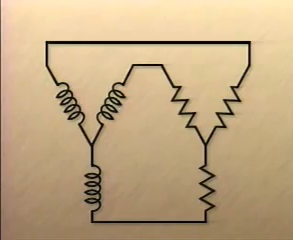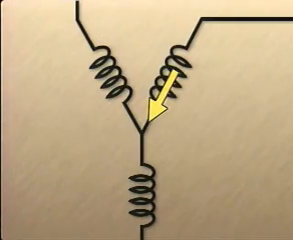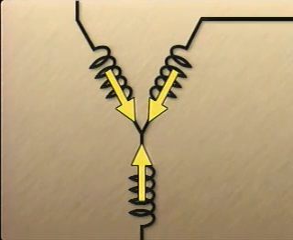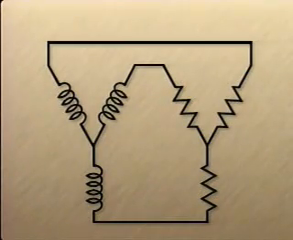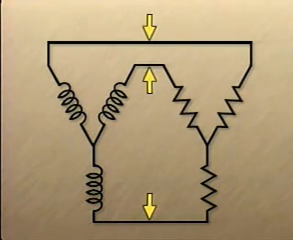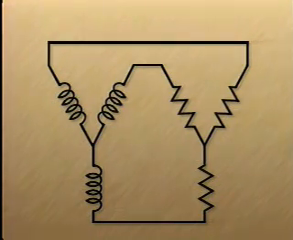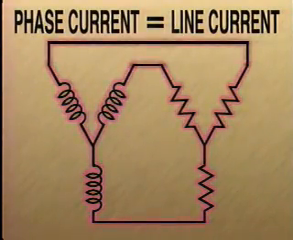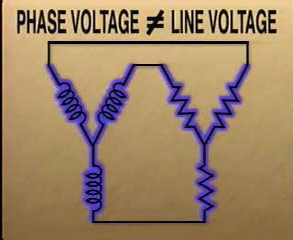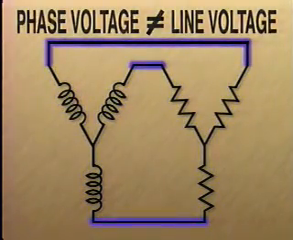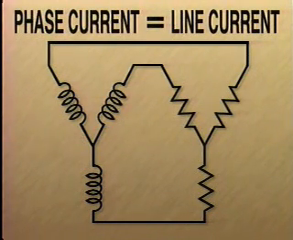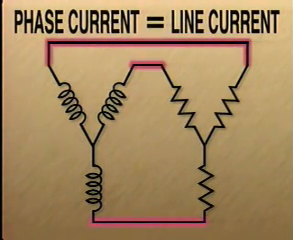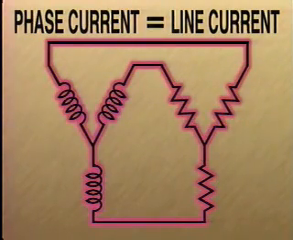The other common type of connection for three-phase systems is the Y or star connection. In a Y connection, one end of each coil or resistor is connected to one end of both of the other coils or resistors. The free ends of the coils or resistors are connected to the three phase lines. In a Y-connected system, the phase current is equal to the line current, but the phase voltage is not equal to the line voltage. The phase current is equal to the line current because the current flowing through each line has to flow through the coil or resistor in the line.